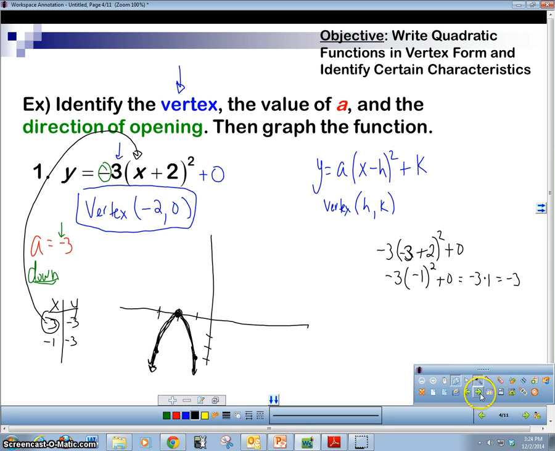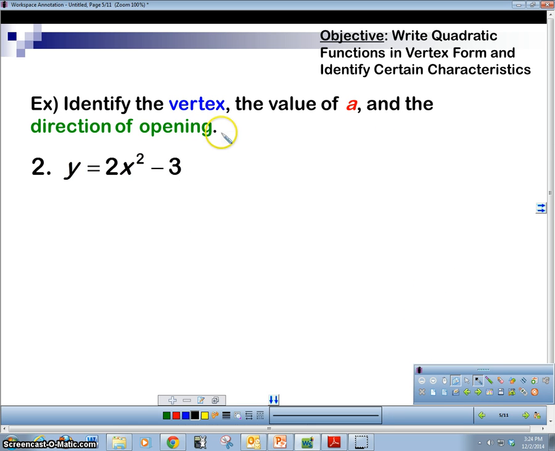All right, let's take a look at another one. Identify the vertex. Again, the same question. Now this is not in vertex form, so we could do two things. We could put it in vertex form, or we can use a nice and nifty formula. The formula we're going to use is the x value for the vertex, which is given by negative b over 2a. Negative b over 2a. So we're going to plug it into this.